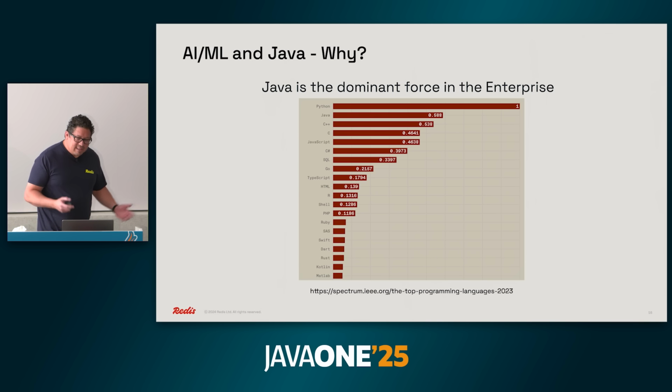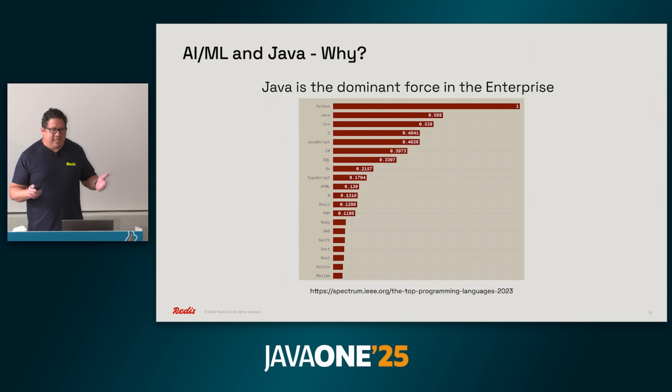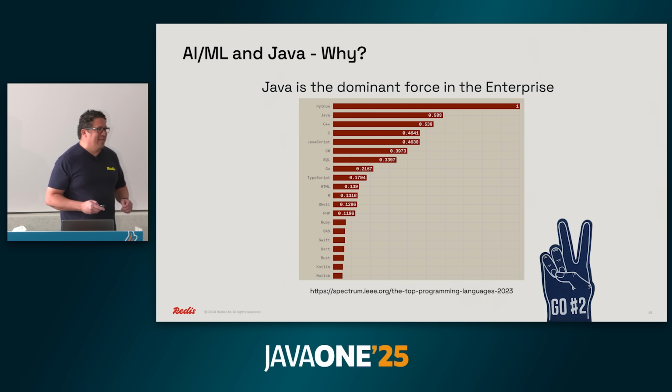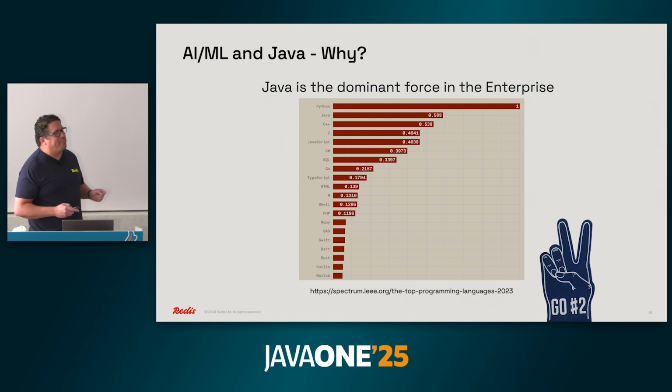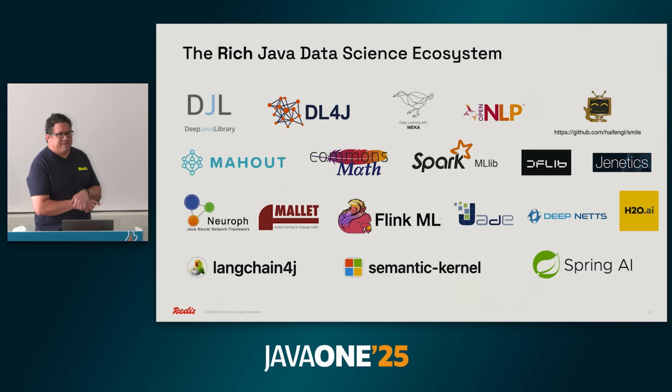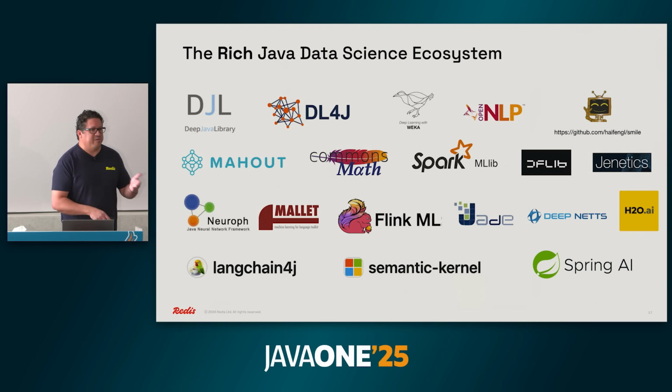OK, so we are still the dominant force in the enterprise. In here, of course, we're shown as #2. Yay, #2. But again, this is popularity. So these are, I would say, open source metrics of what's going on. The ecosystem for Java is very rich. And I was talking to somebody, I just added the logo.